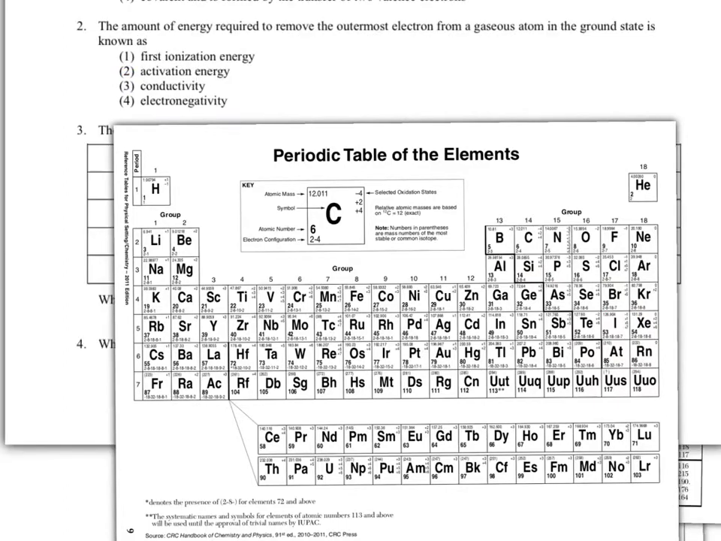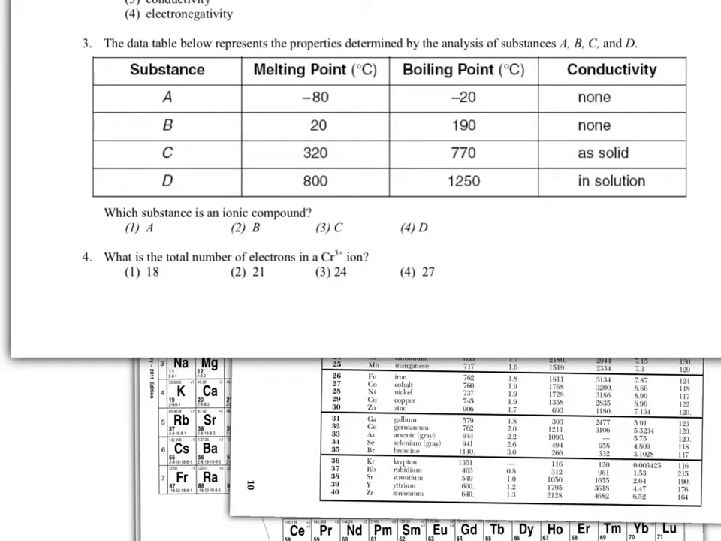Question number 2 is review from our periodic table unit, and it asks the amount of energy required to remove the outermost electron from the gaseous atom in the ground state, and this is just a simple definition of first ionization energy. Question number 3 has us examine a data table.